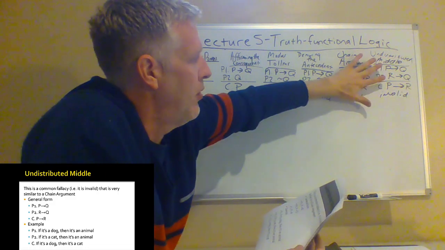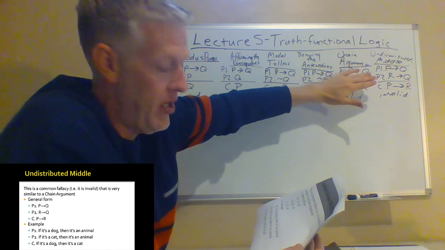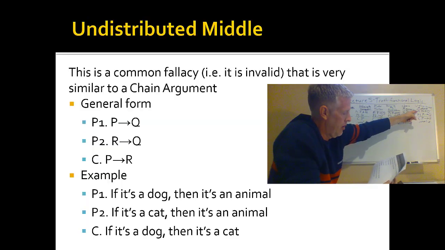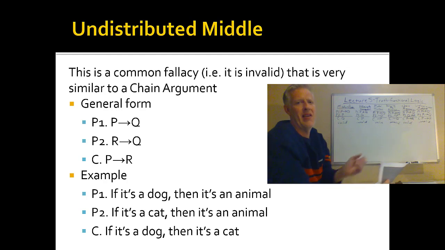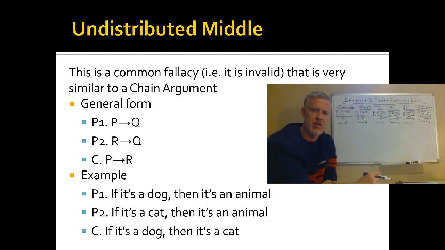Here's an example of something said in everyday language that would have this underlying form and hence be rendered invalid. If somebody tried to tell us, if it's a dog, then it's an animal. And if it's a cat, then it's an animal. So therefore, if it's a dog, then it's a cat. Well, that seems pretty clearly invalid, right?